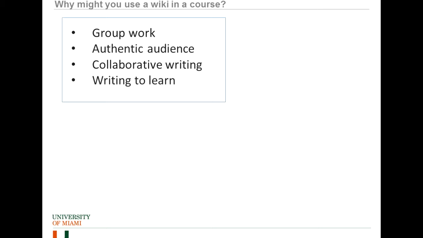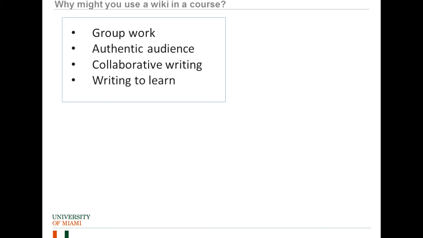One of the reasons that wikis are effective is because of the authentic audience. Most assignments are done, turned in to the instructor, graded, turned back to the student, thrown away. They're done to prove that the student knows how to do something, read by the instructor, and that's about it. An authentic audience is where other people are using and sharing this information.